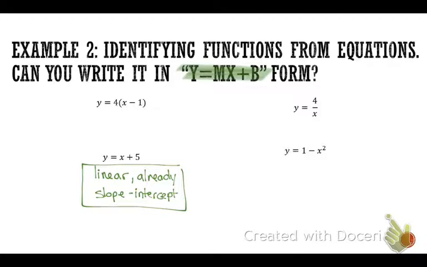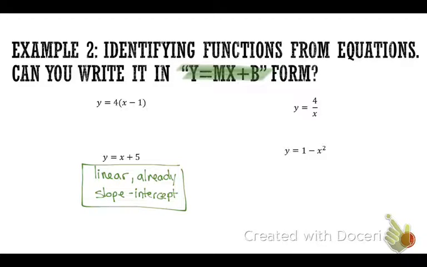All right, now let's go up to the next one up. Y equals 4 times x minus 1. As it is written right now, is it in slope-intercept? No, it's not, because I can't have distributive property. However, could I do that distributive property?